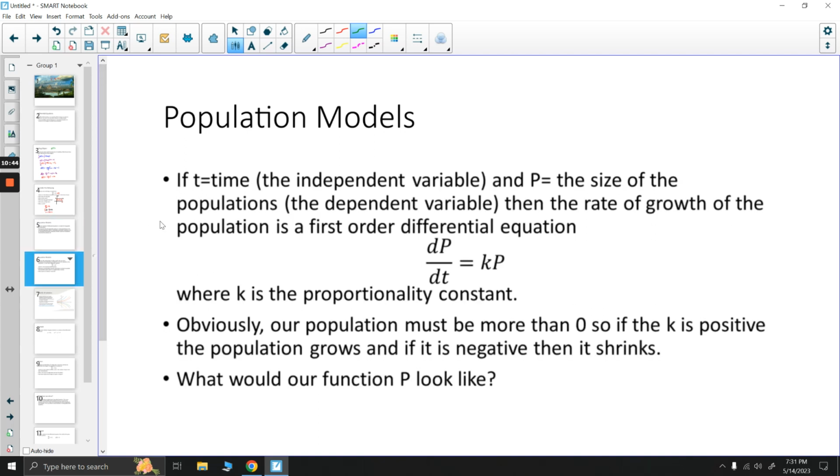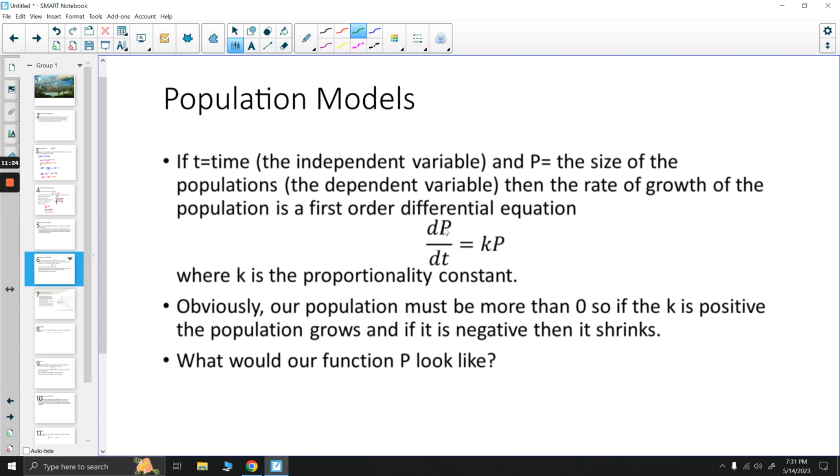basically, if t is time, the independent variable, and p is the size of the population, the dependent variable, p with respect to t, then the rate of growth of a population is a first-order differential equation. The derivative of p with respect to t is k times p, where k is a proportionality constant. Obviously, our population must be more than 0, so if k is positive, the population will grow, and if it's negative, then it shrinks. But what would a function p look like?